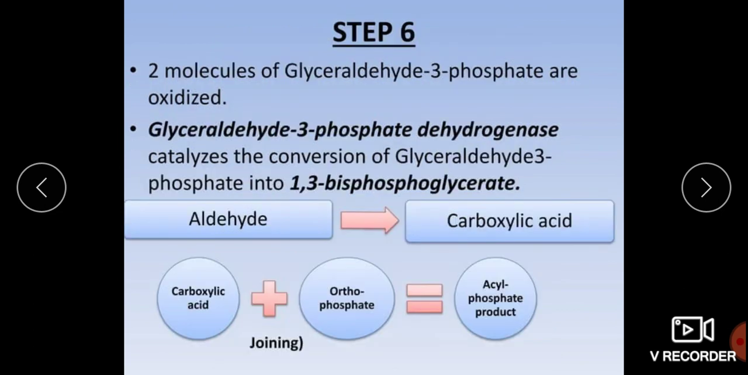Step 6, two molecules of glyceraldehyde 3 phosphate are oxidized with the help of the enzyme glyceraldehyde 3 phosphate dehydrogenase, and during this conversion, the released hydrogen from glyceraldehyde 3 phosphate is accepted by NAD and forms NADH2, and glyceraldehyde 3 phosphate is converted into 1,3 diphosphoglycerate.